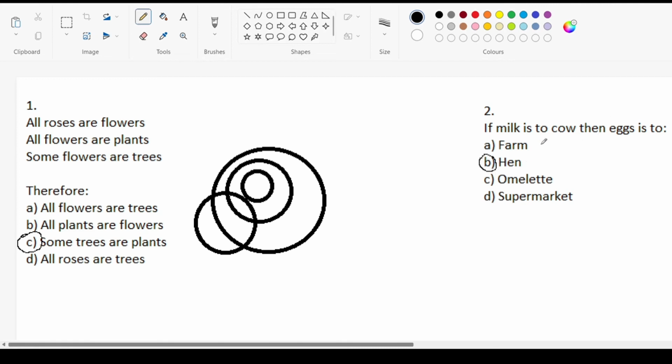C is completely unrelated to giving. Eggs give omelette instead of something that gives eggs. And supermarket, again, you can get eggs from there, but it's not an animal that gives, like cow. So the answer would be B. And that's how you do these kinds of questions.